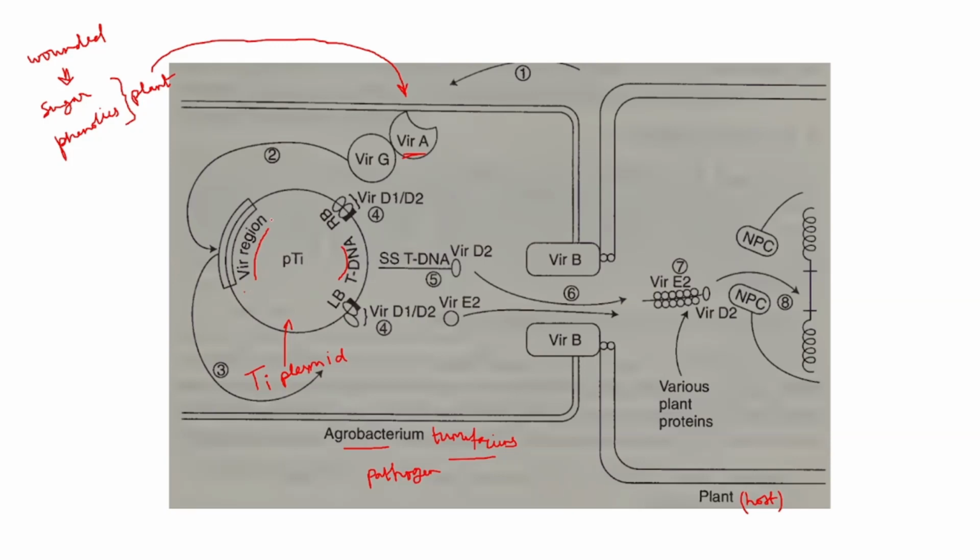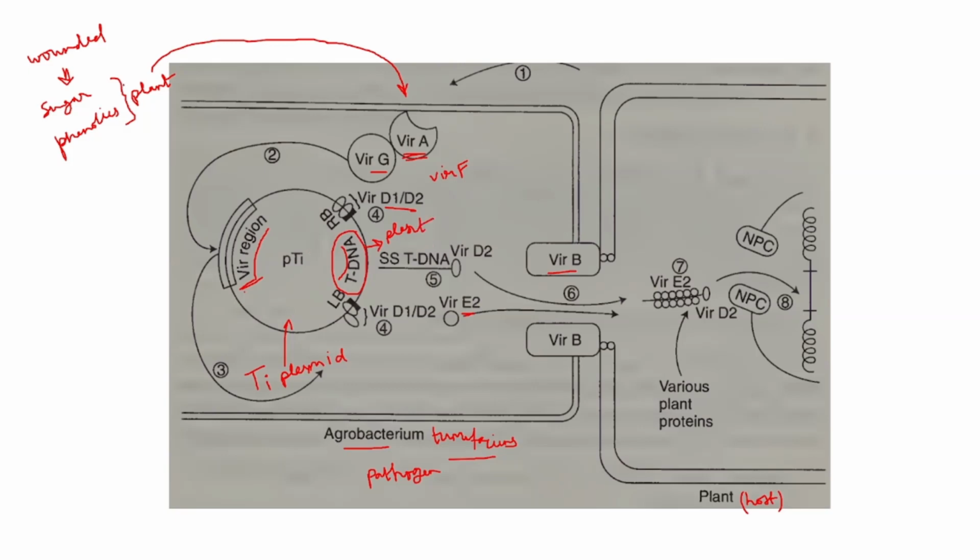Now this virulence region on translation produces certain proteins which are called VirA, VirG, VirD1, D2, VirB, VirE2, and sometimes another protein, VirF, which has been reported in some studies. So broadly, 4-5 kinds of proteins are translated from this virulence region, or Vir region, of the Ti plasmid. And T-DNA is that part of the DNA which is actually transferred to the plant cell. Only the T-DNA portion is transferred.